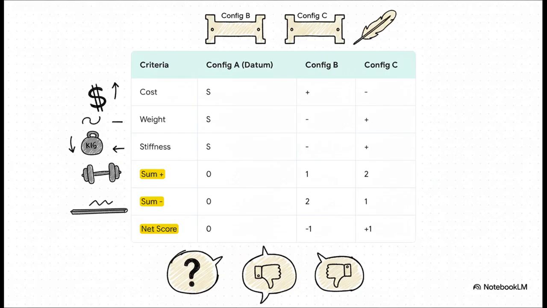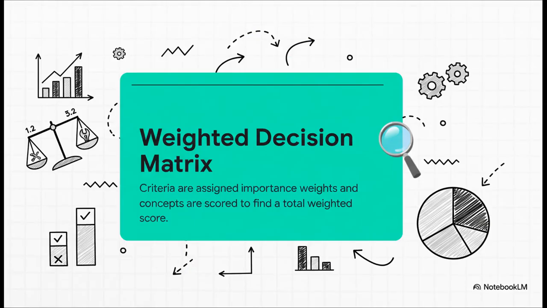But honestly, the final score isn't the most important part. The real value is the structured debate you had to have to assign every single plus and minus. Now, after you've used a Pugh chart to narrow down your options, you might want to get a little more rigorous with your top 2 or 3 contenders.